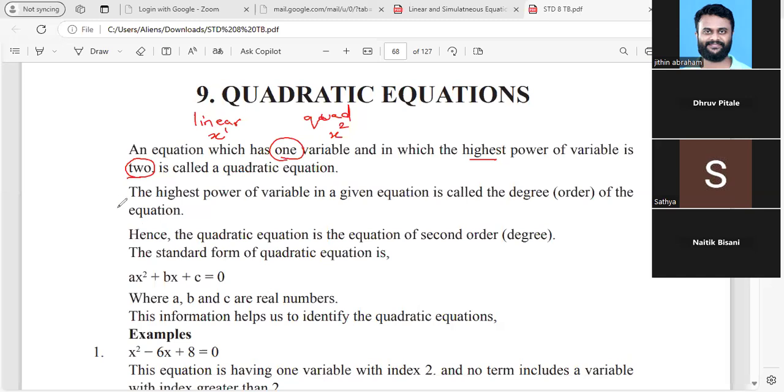Okay. Now, the highest power of the variable in a given equation is called the degree. We call it degree or order. These terms I had already taught you in the previous class while teaching linear equations. Hence, the quadratic equation is the equation of second order. Linear is the equation of first order. The standard form of a quadratic equation is ax square plus bx plus c, where a, b and c should be real numbers only, no imaginary numbers. This general form is definitely very important.